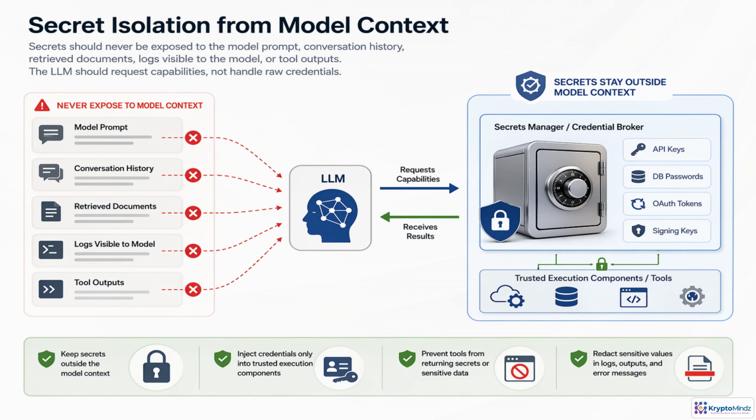Secrets are something the model can use indirectly, but never see. The prompt, chat history, retrieved content, logs, and tool responses are all part of model context, so they must be treated as untrusted for credentials. API keys, database passwords, refresh tokens, and signing keys belong in a secrets manager or credential broker. The LLM should ask for an action, like send this request, while trusted runtime code injects the credential and returns only the safe result. Sanitize failures too. No environment dumps, stack traces, or leaked config values.